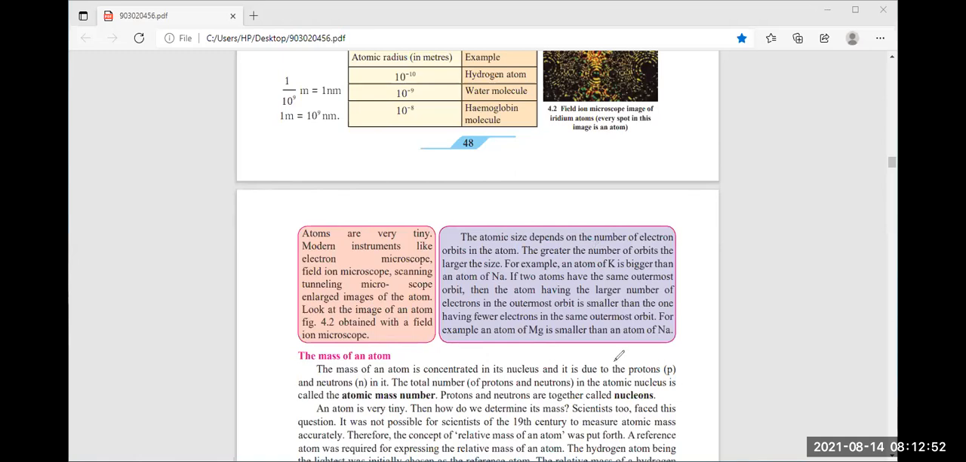So free electrons we have seen. What are free electrons? Tell me. Free electrons: the electrons which are weakly bound by the nucleus. Yes, those electrons are weakly bound with the nucleus, and they are present in the outermost shell or outermost orbit.